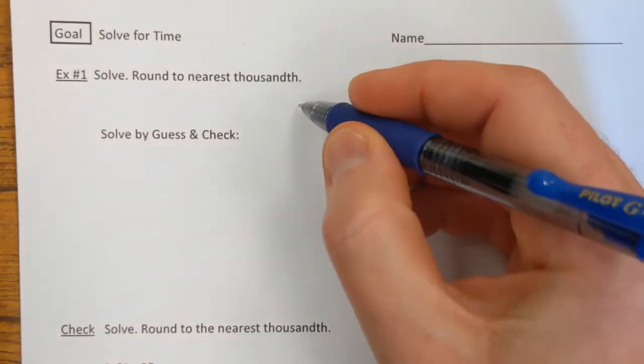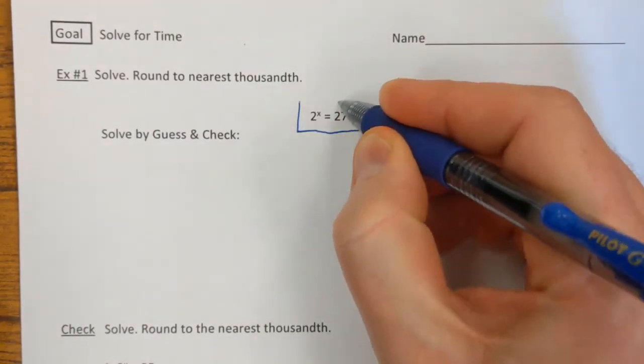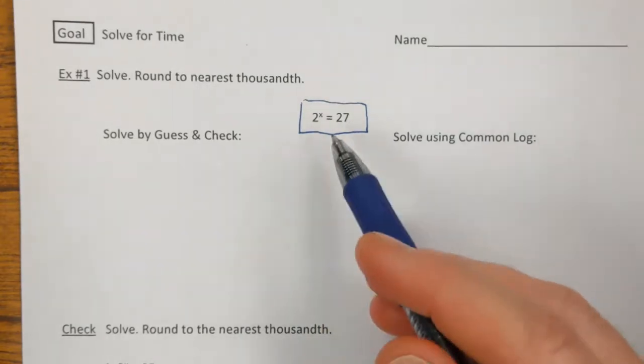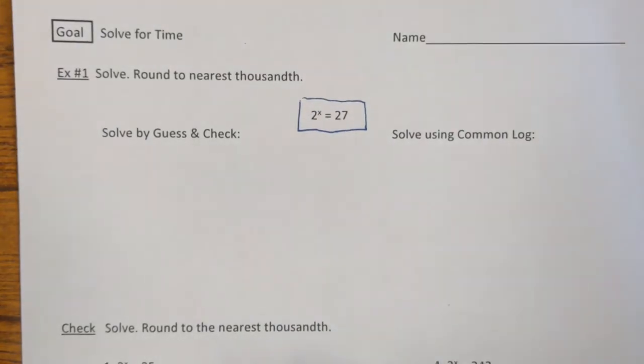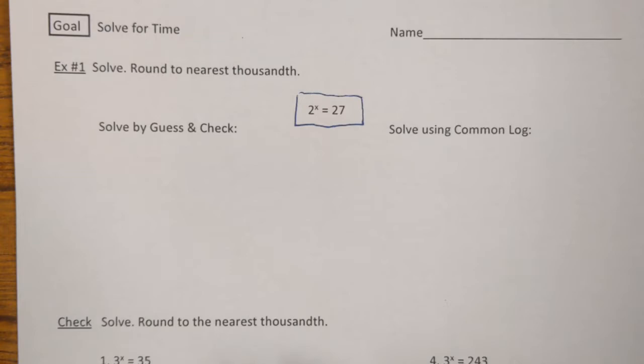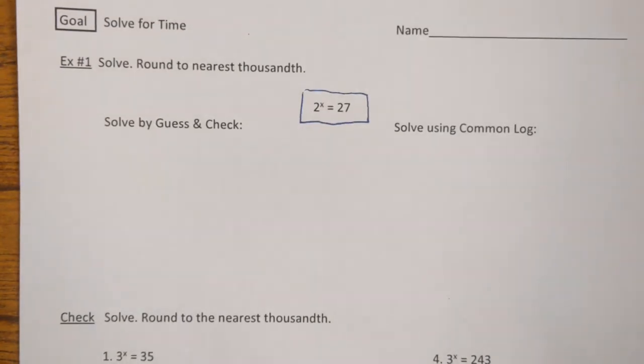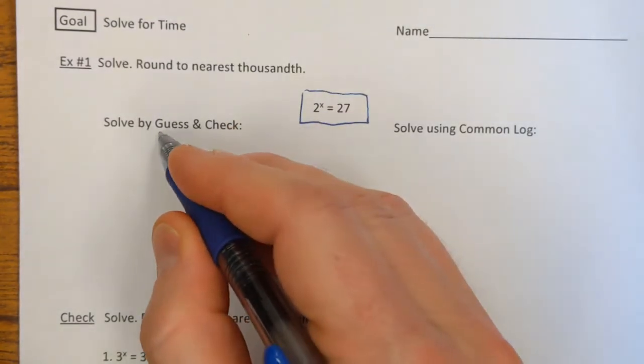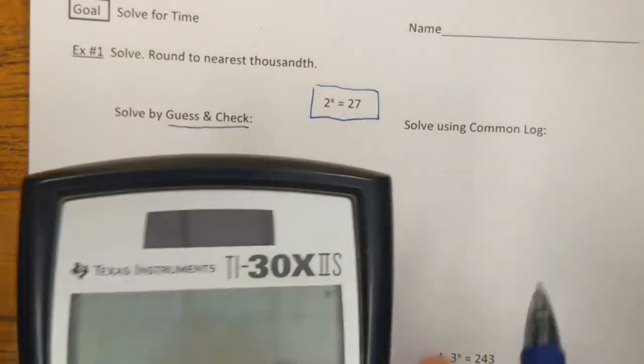All right, so I'm going to start you off with what looks like a really innocent equation here. Solve for x. 2 to the blank power equals 27. That doesn't look too hard, does it? Let's actually start with a little guess and check, okay?